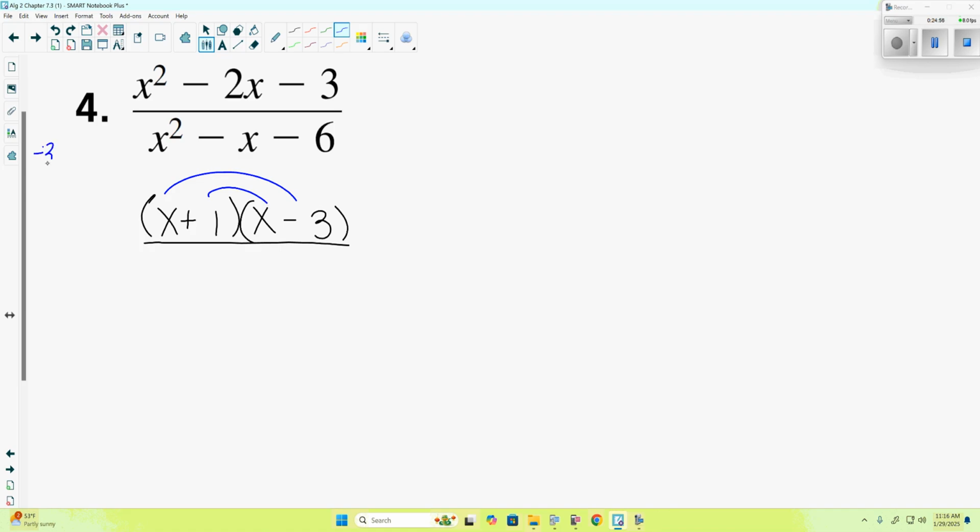X times negative 3 is negative 3x. 1 times x is going to be plus x. And negative 3x plus x is going to give us our negative 2x. So that is the correct set of factors. So no greatest common factor, nothing that will go into all three terms. Third term is negative also, so our signs are indeed opposite. Only factors of x squared.